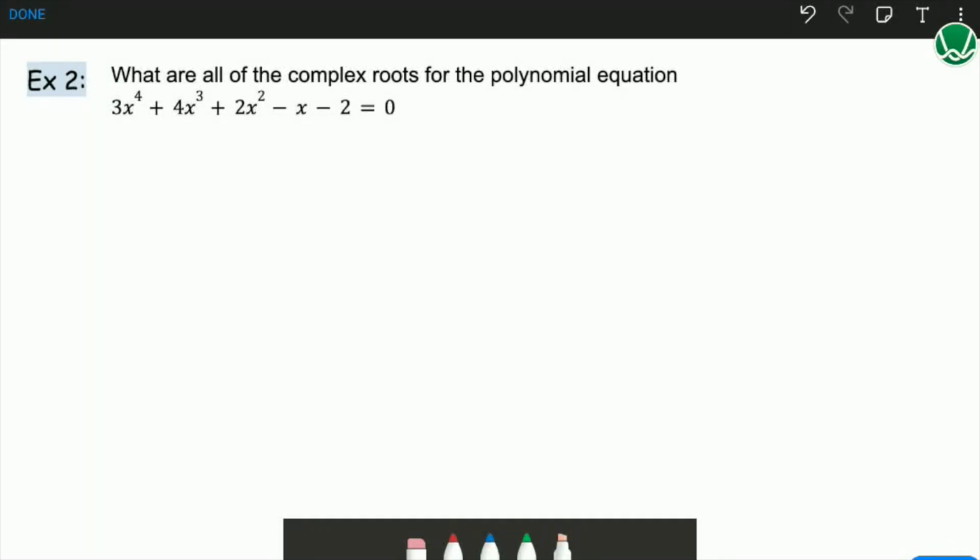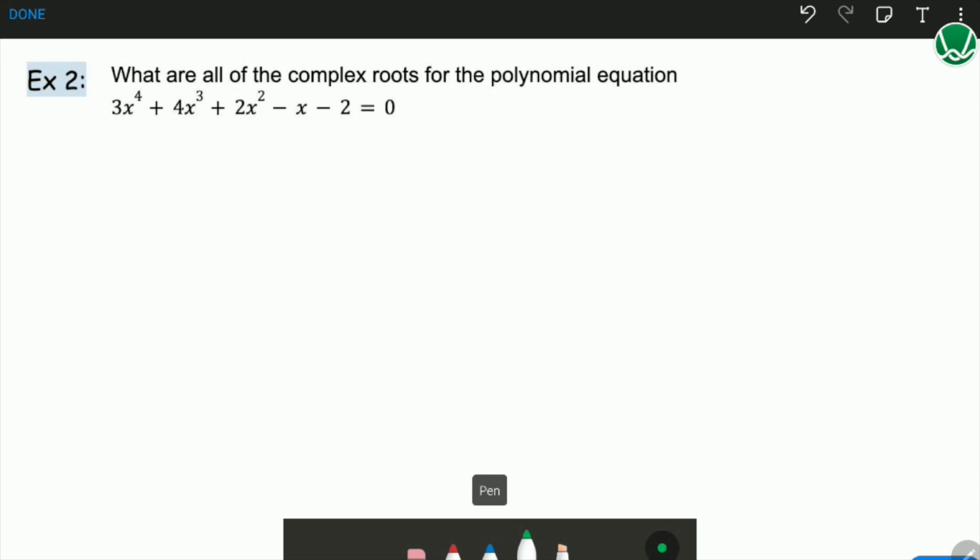Okay, so in this example, we're asked what are all the complex roots for the polynomial equation 3x to the fourth plus 4x to the third plus 2x squared minus x minus 2. So in order to find the complex roots, we're going to start by finding the rational roots and decreasing the degree of our polynomial with synthetic division.